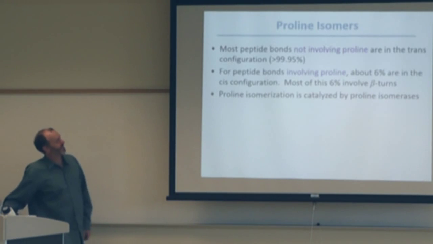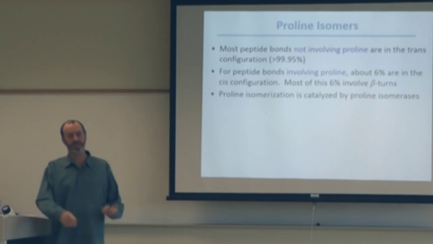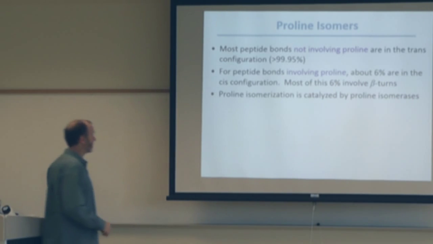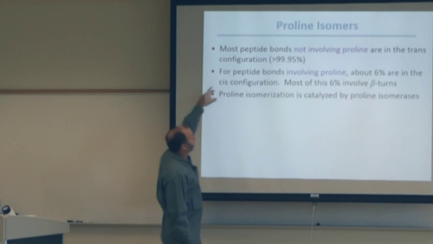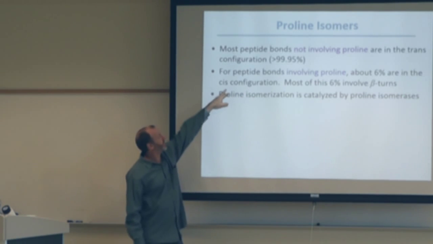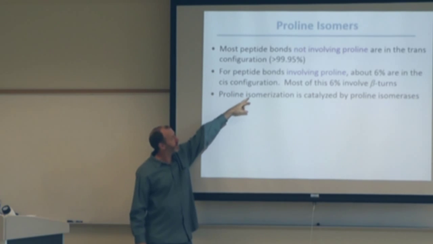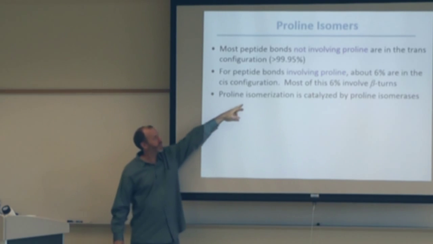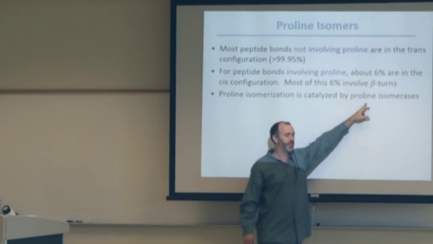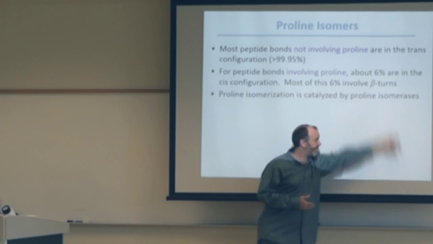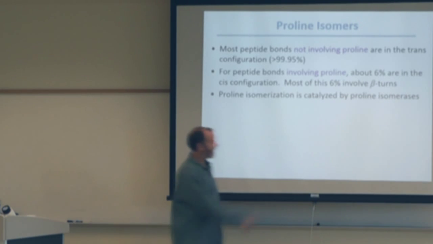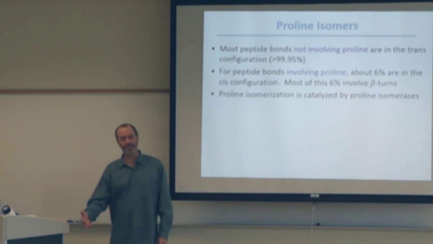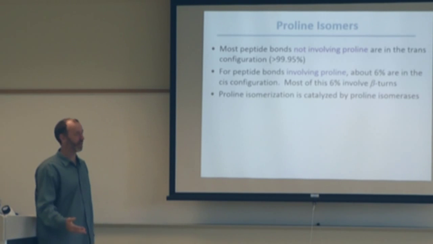Prolines themselves can be isomers, and there are actually enzymes that can change the isomerization of prolines between cis and trans. For peptide bonds involving prolines, about 6% are in the cis configuration, and most of these involve beta turns. Isomerization is catalyzed by enzymes known as proline isomerases. Anytime you see an -ase behind something, typically it's some sort of enzyme. Normally you can decipher what reaction the enzyme is going to catalyze.